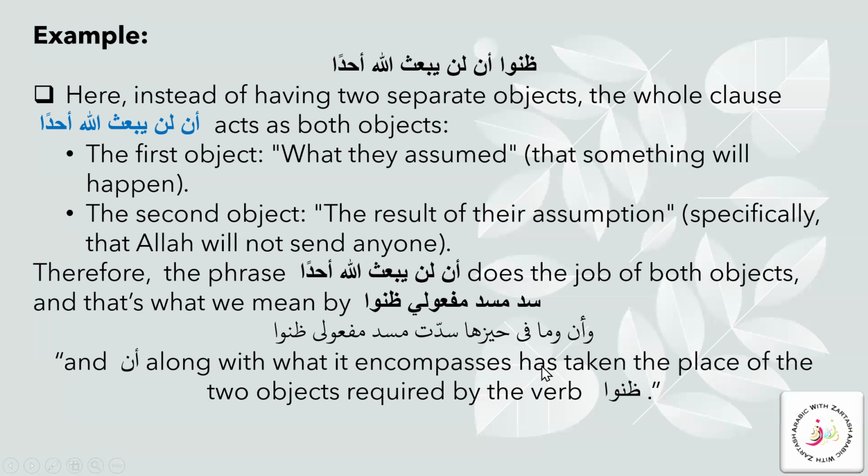So this is about this term. When you see it, you know it. Because zannu takes two objects, maf'ul bihi awwal and maf'ul bihi sani, and now the place of those two objects is taken by a single phrase like this in the example. So, inshallah, this is going to help us in the future ayat that we are going to see. And I hope this term is now familiar to you.